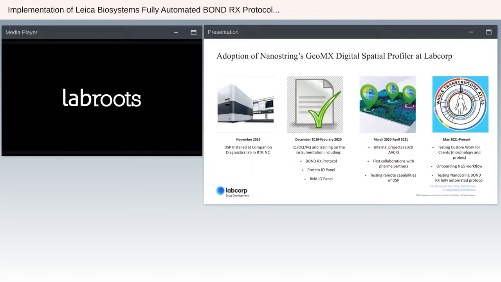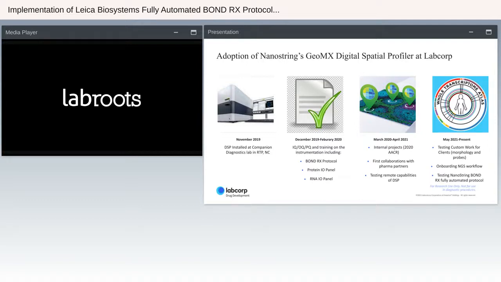So we had a client come in asking for specific mRNAs that were not in the custom or in the off-the-shelf IO panel. And they also wanted a morphology marker that had not been validated by NanoString. So this has been a big bulk of our work this year.